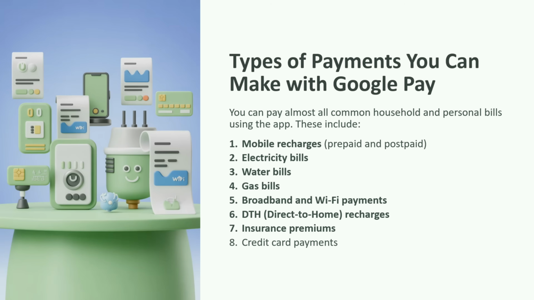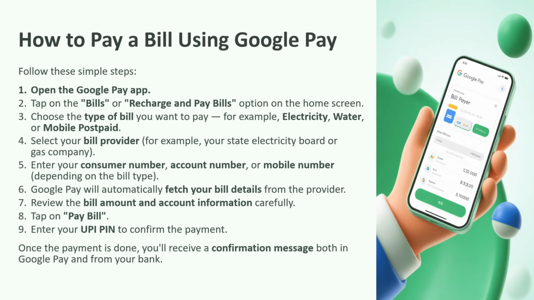What are the different types of payments you can make with Google Pay? You can pay almost all common household bills and personal bills using Google Pay. This includes mobile recharges, electricity bills, water bills, gas bills, broadband and Wi-Fi payments, DTH recharges, insurance premiums, and credit card payments. Now we will see how to pay a bill using Google Pay.